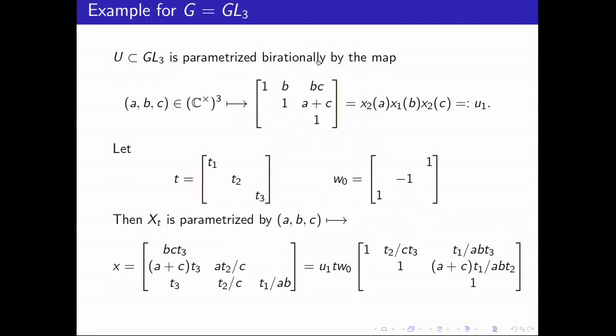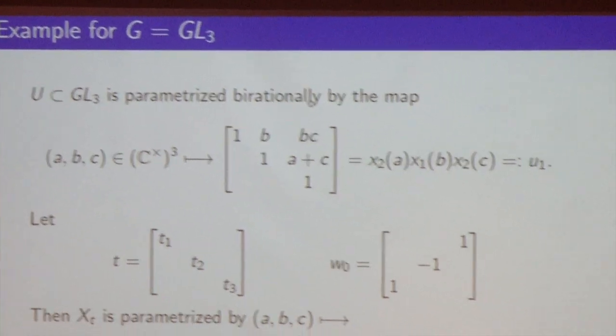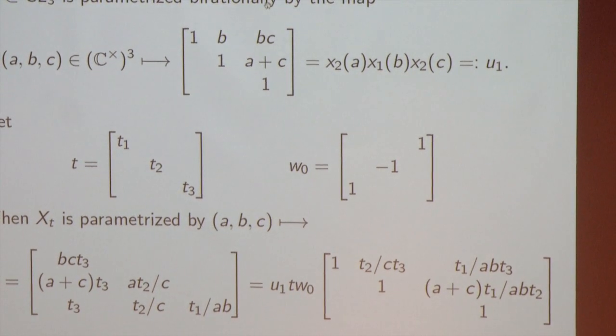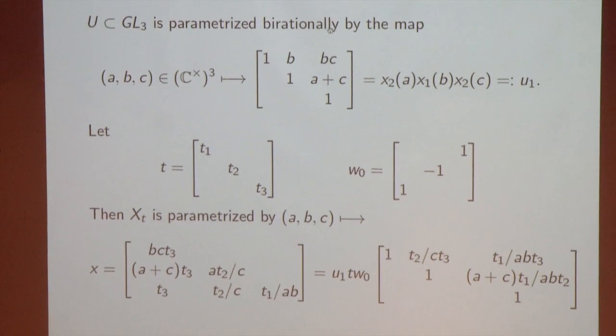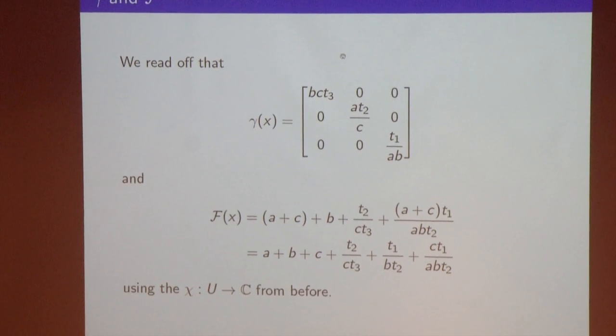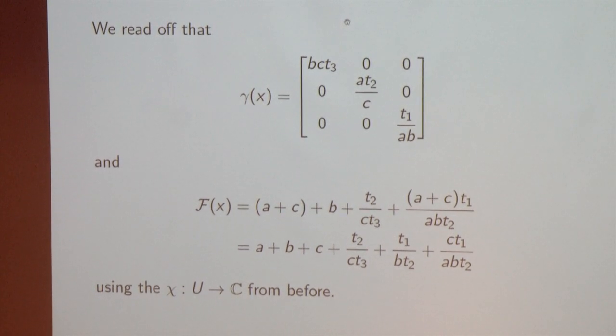So how do I get this decoration? You take chi of this matrix, which is the sum of these two entries, so it's a plus c plus b. Then I have to add these two entries, which are significantly more complicated: T2 over c T3 and this quantity here. The sum of these four terms is the decoration. If you expand it, you end up with six terms: a plus b plus c plus these Laurent monomials.